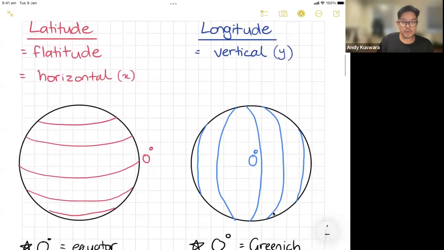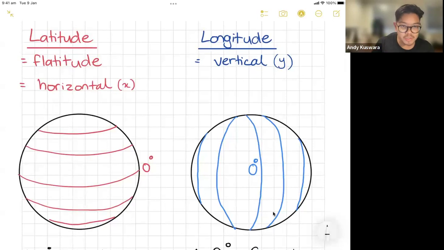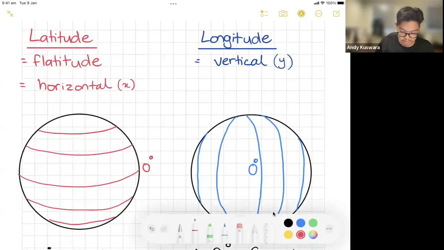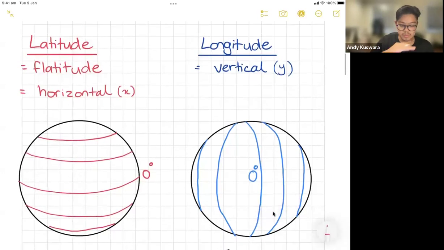Now, real quick, latitude and longitude. The easiest way I like to remember it is latitude is flatitude. So it's talking about the horizontal different layers. So horizontal, we talk about your latitude, flatitude, that makes sense. And then the other one, if it's not flat, longitude, is talking about your vertical. Later we'll learn that longitude is the one that affects time, but we'll get to that in a moment.